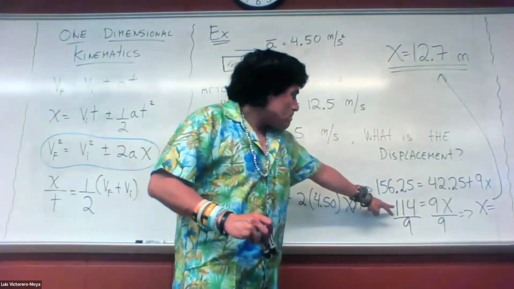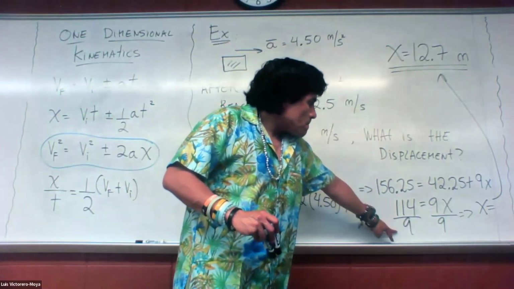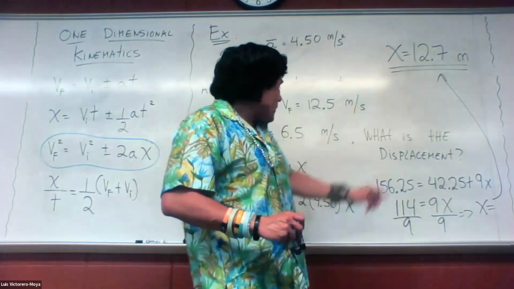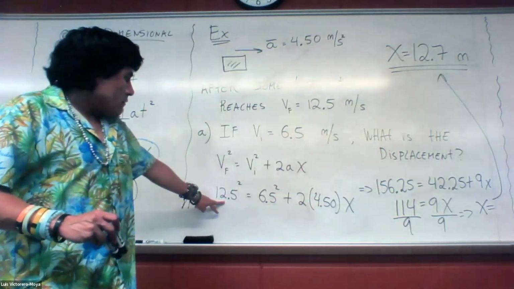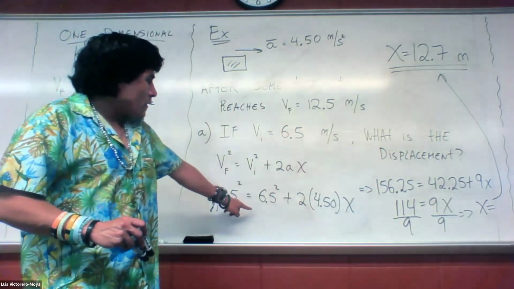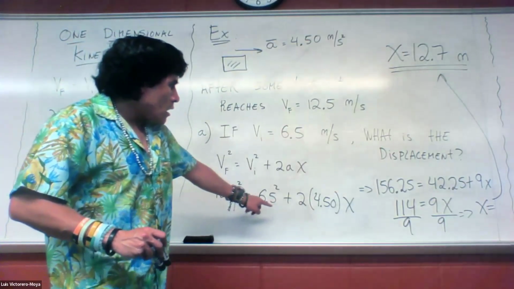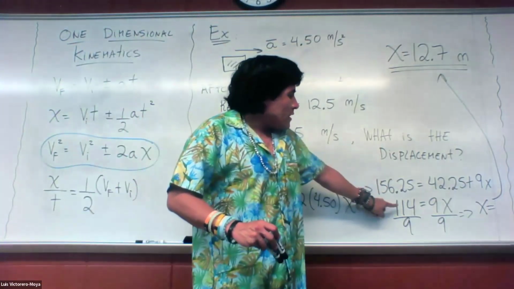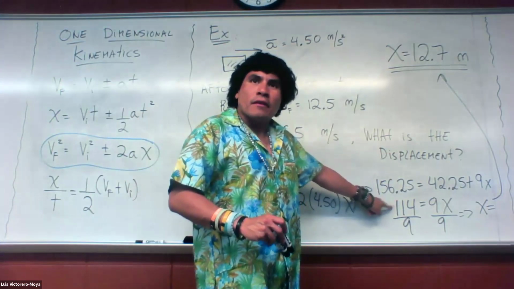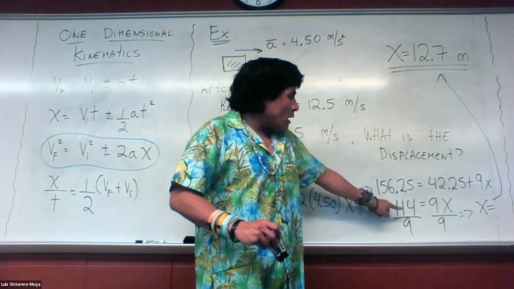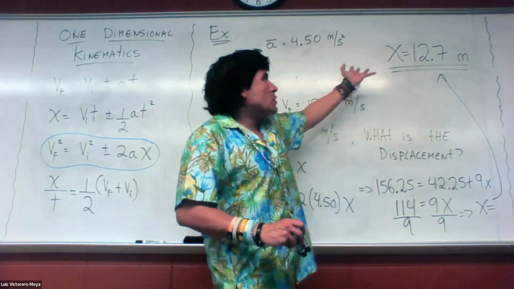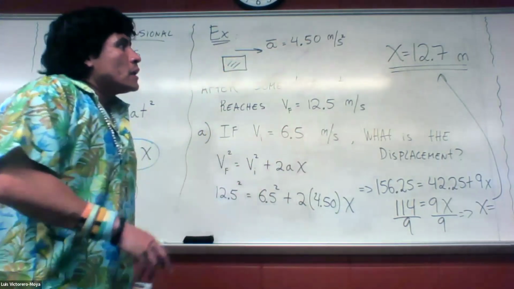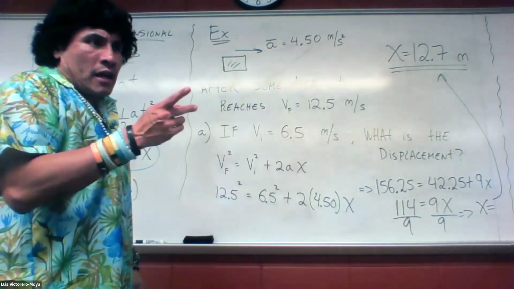Why is it 3 sig figs? Because of this. 114, the final has to be that. 3. Oh wait, that's 6 plus 2, right? Oh well, but that was a whole number, that's why. So I left it as a whole number. Since I left it as a whole number, I end up rounding it like that. So 12.7, that's the answer I have in there.